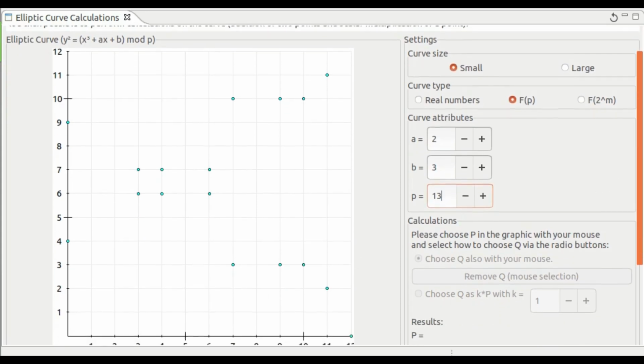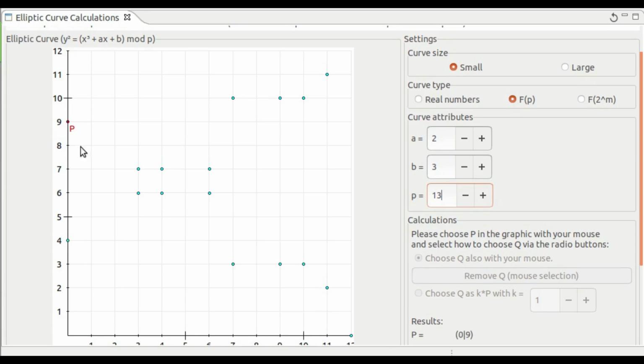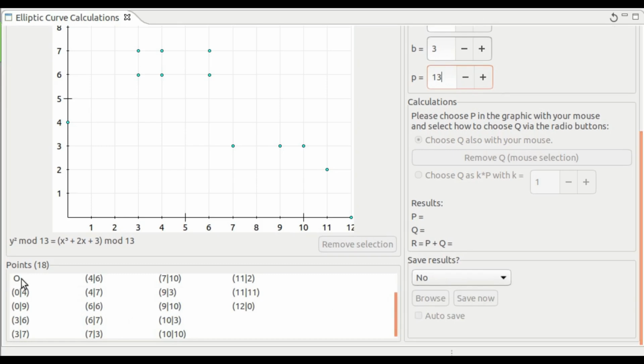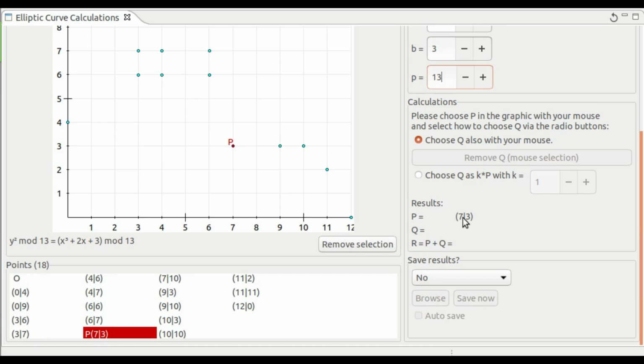Now see this curve, it is not a continuous one. This is the curve equation: y square equal to x cube plus 2x plus 3 mod 13. It has 18 points. Here we have 17 points, and by adding the point at infinity, we have a total of 18 points. And see, this is our generator point 7 comma 3. P is 7 comma 3. It is our generator point. Let's see how many points it can generate on this curve.